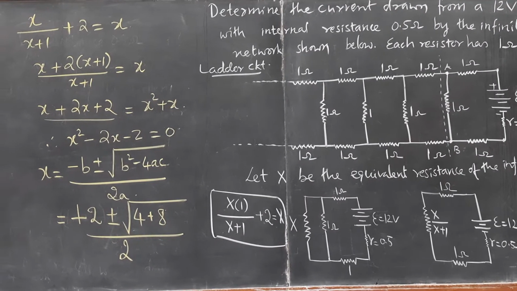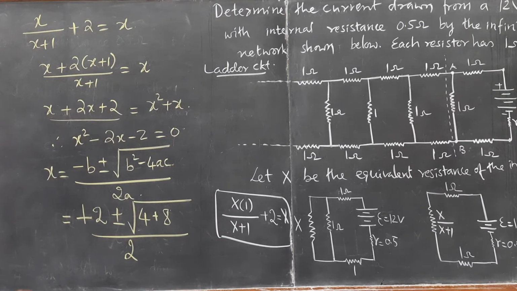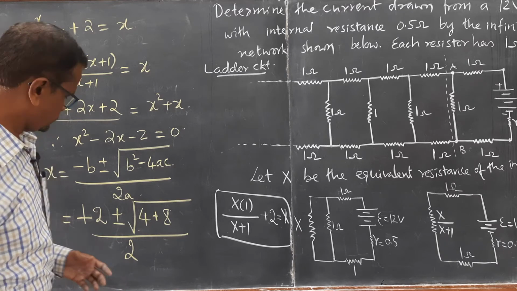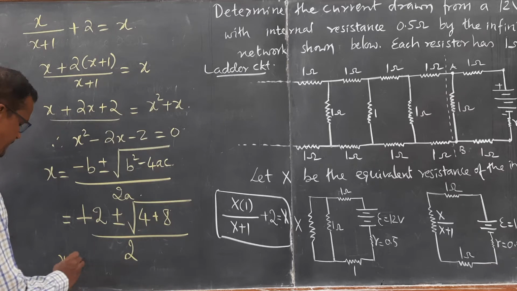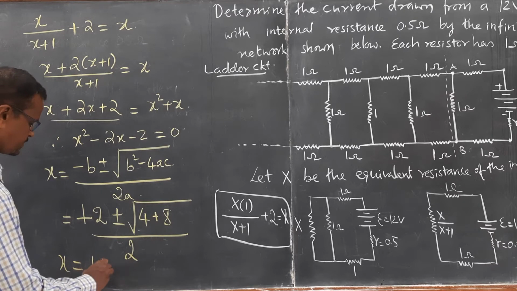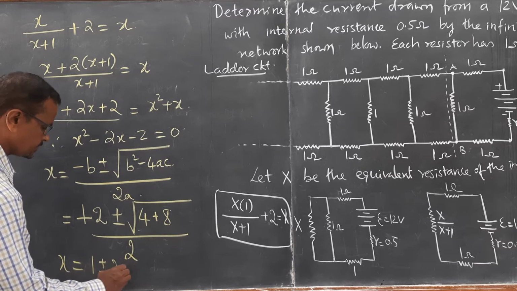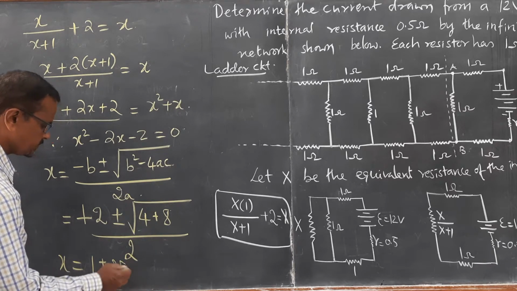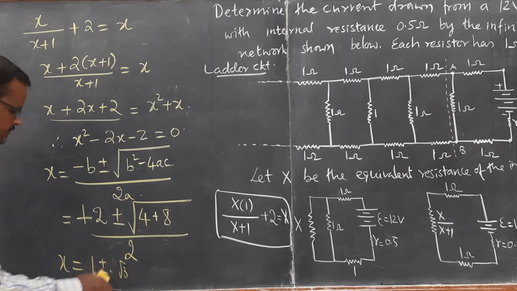Now we can solve for x. If you look at it, x becomes 2 by 2, that is 1, so x equals 1 plus or minus root 12. Root 12 becomes 2 root 3. 2 root 3 divided by 2 becomes root 3 itself. Okay, so 1 plus root 3 and 1 minus root 3.